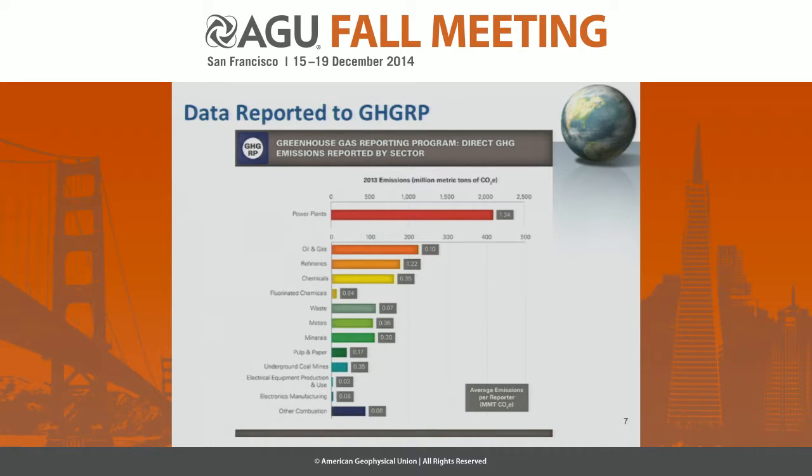Switching gears to the data reported to the Greenhouse Gas Reporting Program. So these are emissions from facilities that are over the threshold that are reporting to the Greenhouse Gas Reporting Program. So these aren't the national level emissions, but for those large facilities. We're showing the total emissions with power plants being the highest source, followed by oil and gas, followed by refineries. And then also the average emissions per facilities are in the gray box.